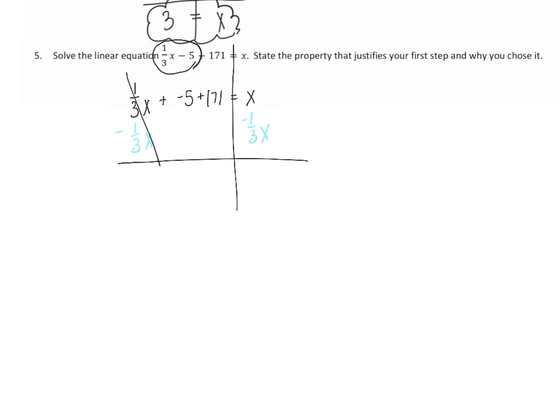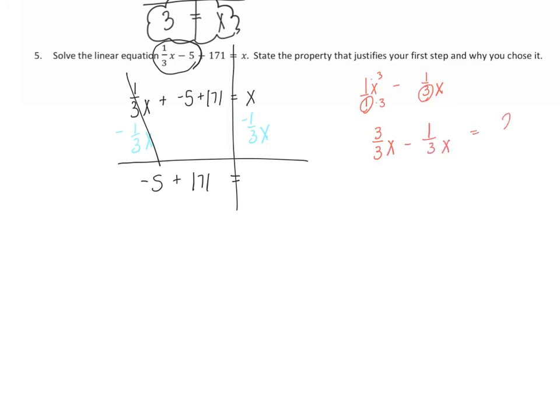Over here it cancels. I'm left with negative 5 plus 171 equals, I have 1x and I'm taking away 1/3 x. So 1x minus 1/3 of an x. If I'm subtracting, I need both of these to be fractions and I need them to have the same denominator. So this denominator is a 3, so I need to change this to a 3. To get to a 3, I would have to multiply by 3. So I have to multiply both sides by 3, so this becomes 3 over 3x minus 1 over 3x.